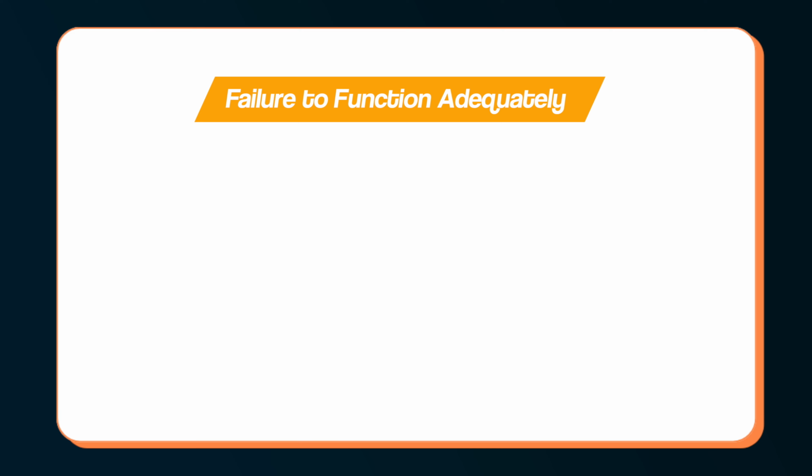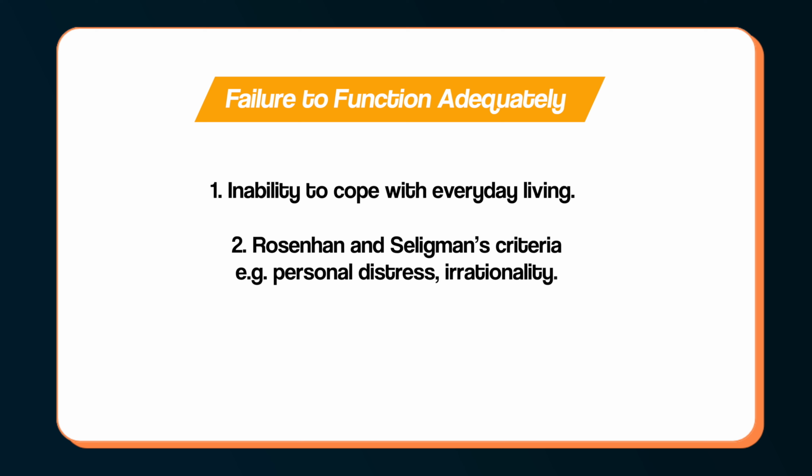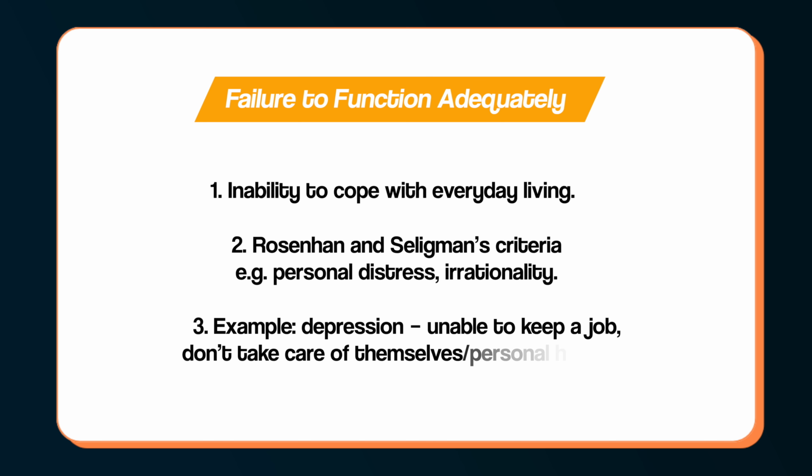For failure to function adequately, you could write about 1, it's the inability to cope with everyday living. 2, Rosenhan and Seligman's criteria, for example, personal distress and irrationality. And 3, give an example. And again, make sure it explicitly and clearly illustrates the definition. So if you were going to talk about depression, you might say how that person may be unable to keep a job or they don't take care of their own personal hygiene.